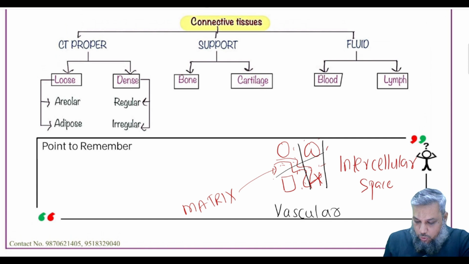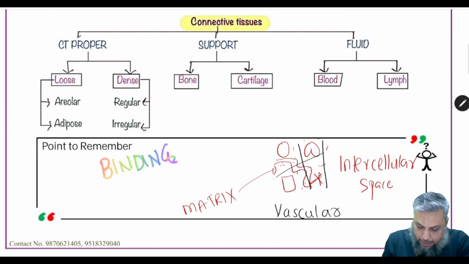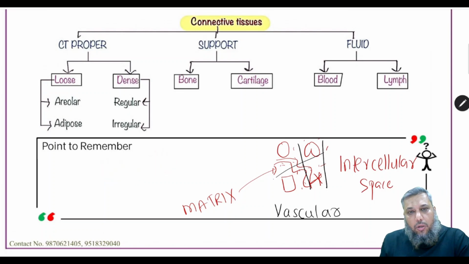The connective tissues are mostly vascular. They have their own blood supply. Now, the connective tissues can be classified as the first type, that is the connective tissue proper. Connective tissue proper performs the role of binding organs, tissues, organs को जोड़ना, binding. Okay.